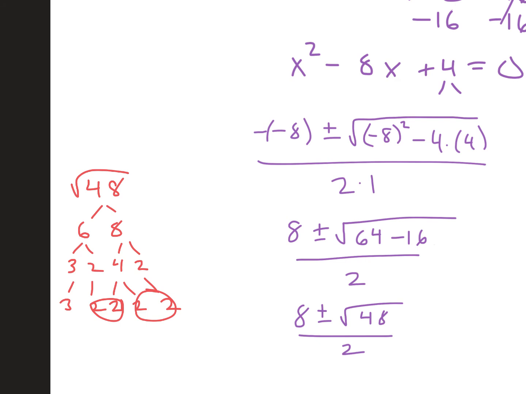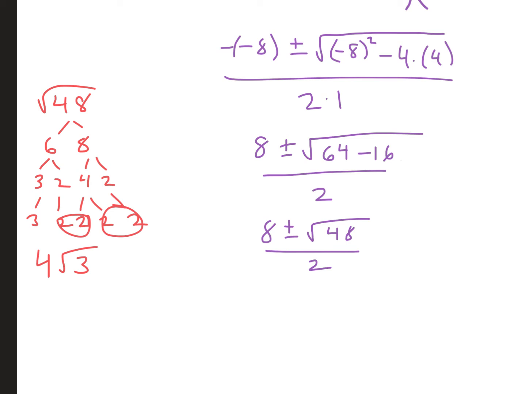So what's going to come to the outside? 4, because 2 times 2. And then a 3 stays on the inside. So square root 48 is the same thing as saying 4 square root 3. So we have 8 plus or minus 4 square root 3 over 2.